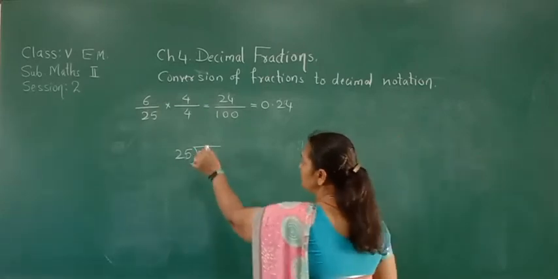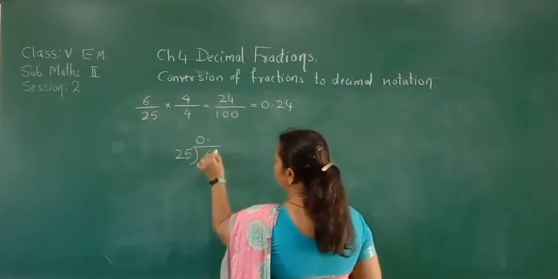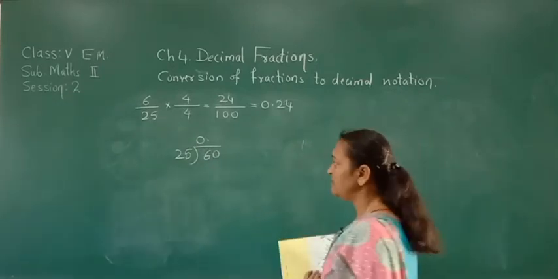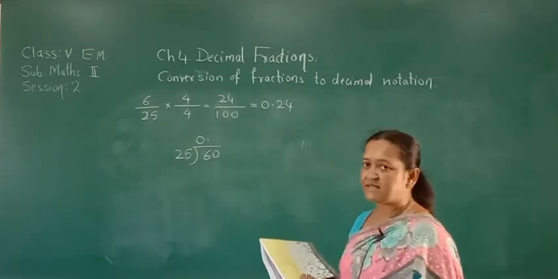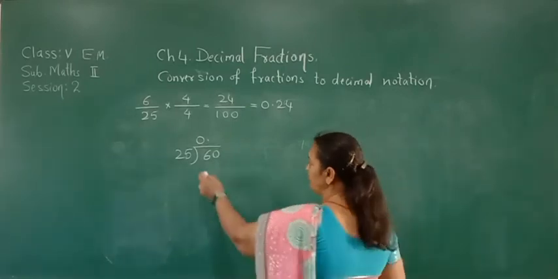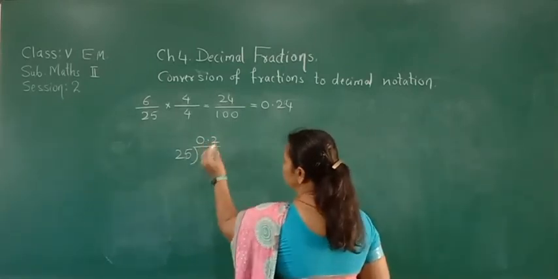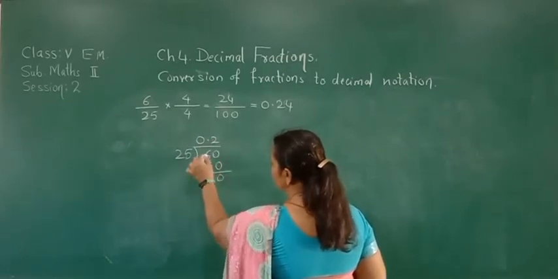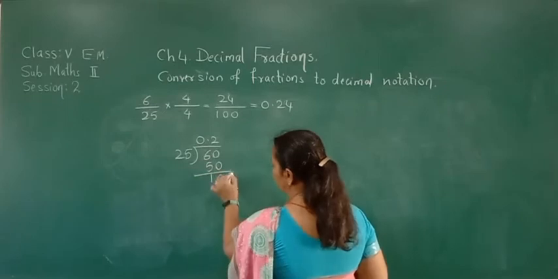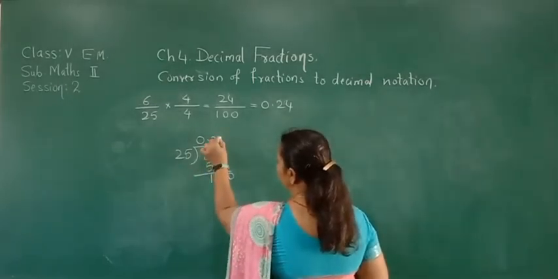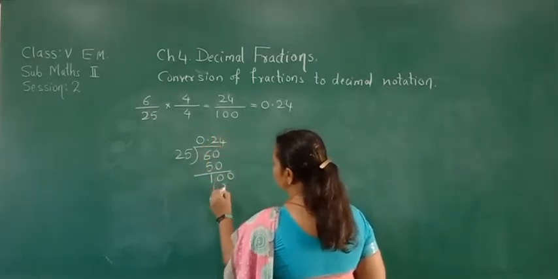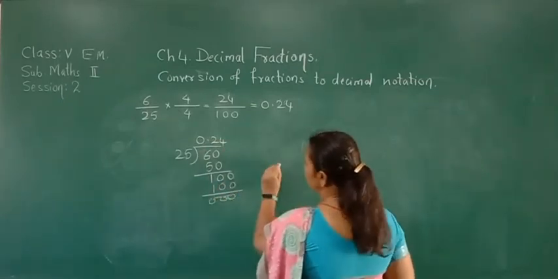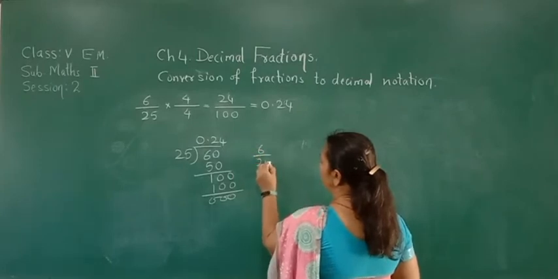Okay, so write here 0, then add a decimal and write 10 here. So in the 25 table where do we find 60? 25 2s are 50, 25 3s are 75. So we can divide by 2. 25 2s are 50. Then 0 minus 0 is 0, 6 minus 5 is 1. Add 1 zero here. 25 4s are 100. Now 100 minus 100 is 0. So here for 6 by 25, what answer are we getting?